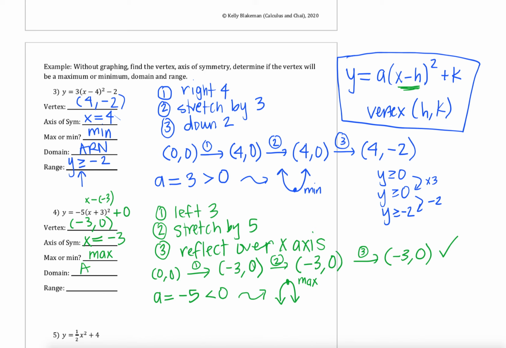Our domain again is going to stay at all real numbers. Since my parent function started off with the domain of all real numbers, no matter what transformations we do, we'll still be at all real numbers. And then our range here, let's think about what happened.